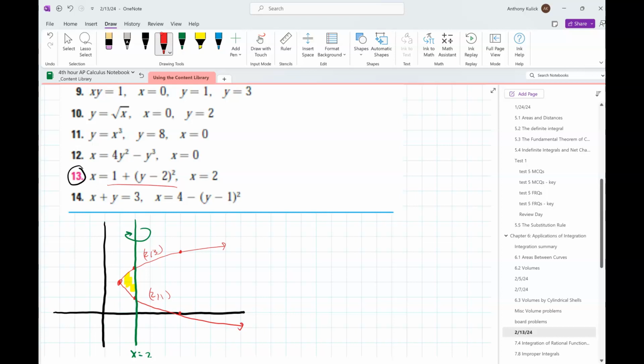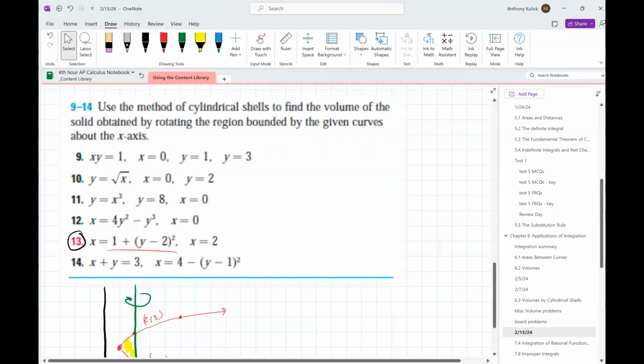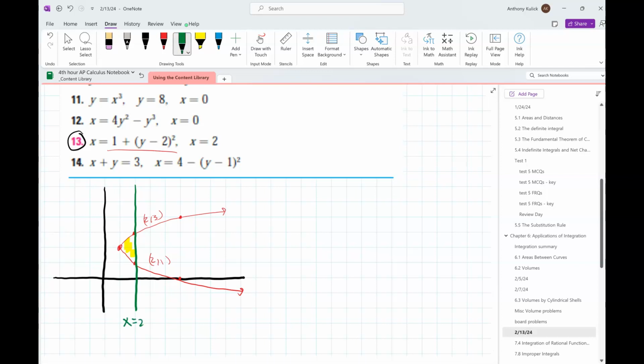Oh, wait, so that's supposed to do that. Well, it said, oh, about the x-axis. Excuse me, I'm sorry. I didn't read the problem. So that's still x equals 2. That's our boundary, but we're rotating about the x-axis. My apologies.